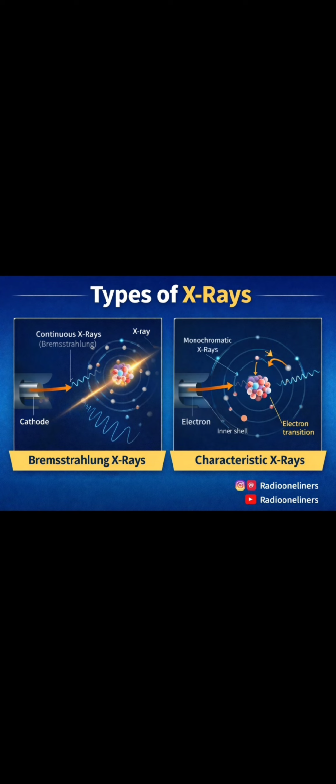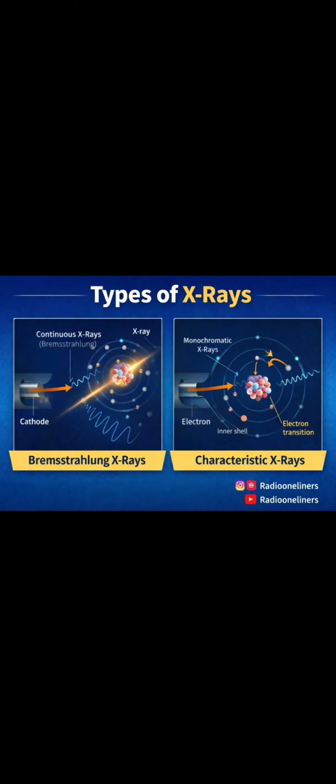Now let's discuss the characteristic spectrum. Second is characteristic radiation. The physics behind this is that when an incident electron transfers energy to an inner shell electron, mark this word, the incident electron transfers its energy to the inner shell electron, meaning the shell which is just near the nucleus, that is the K shell, or it can be the L shell.